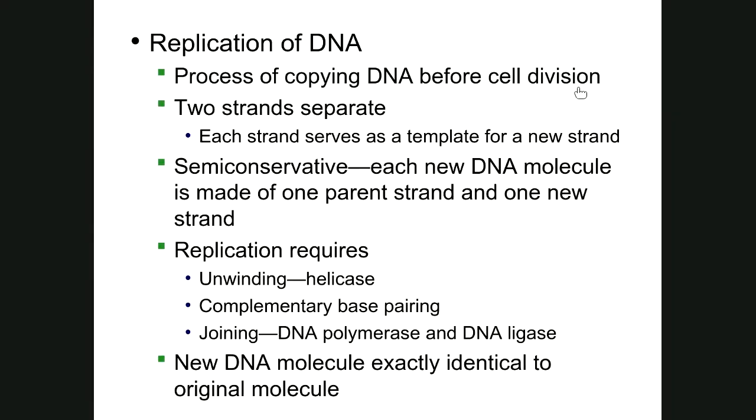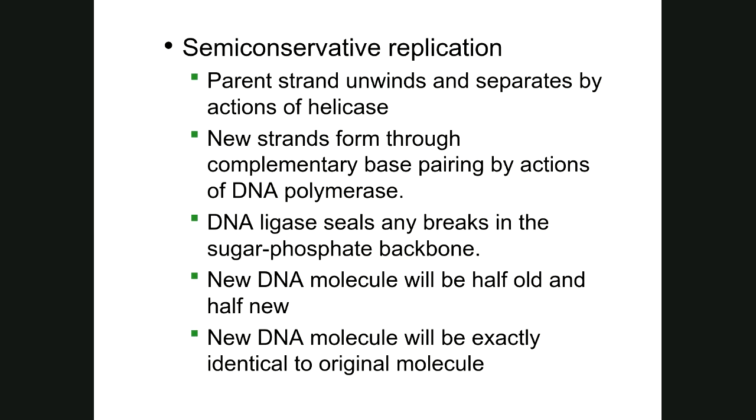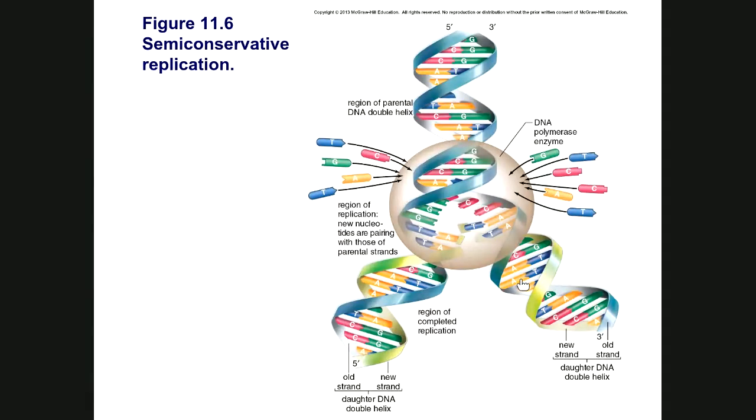Okay, how does the replication process occur? This replication process is called semi-conservative. Semi means partial and conservative means conserve. So, what is the meaning? Each new DNA molecule is made from one parent strand and one new strand. I will show you a picture. You can see the picture here.